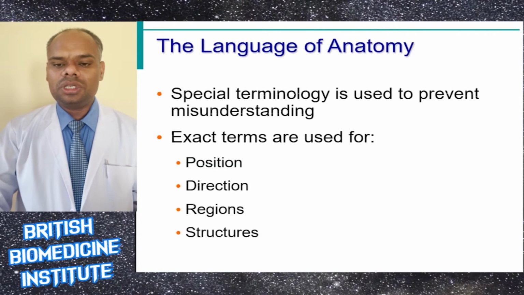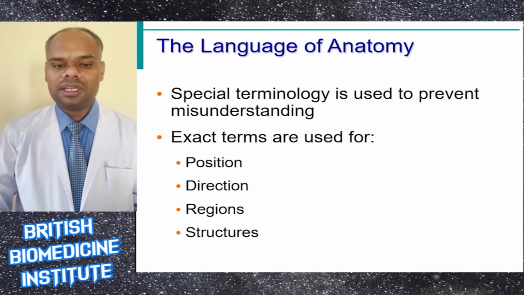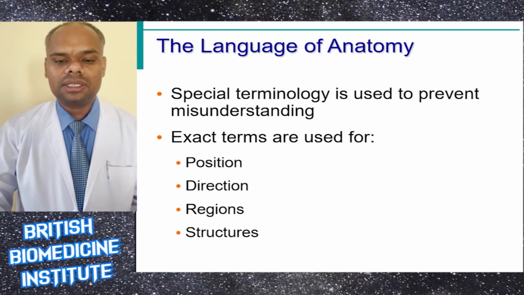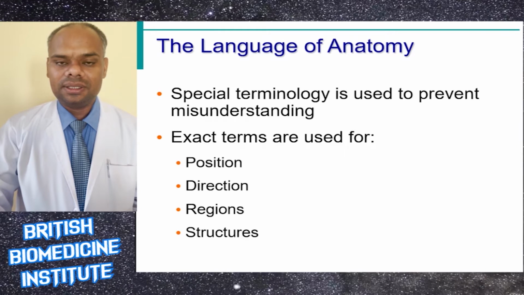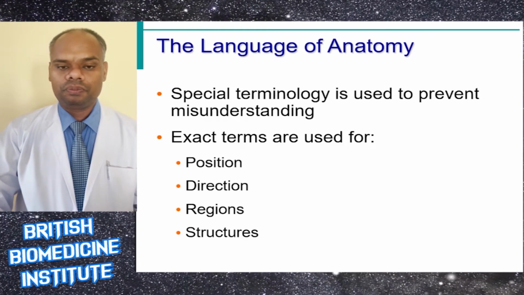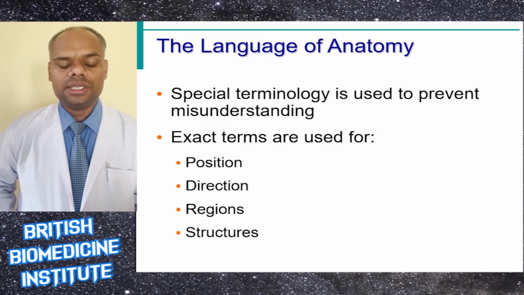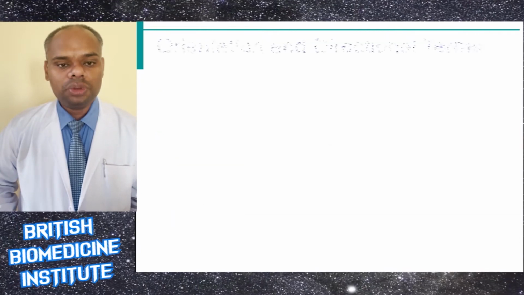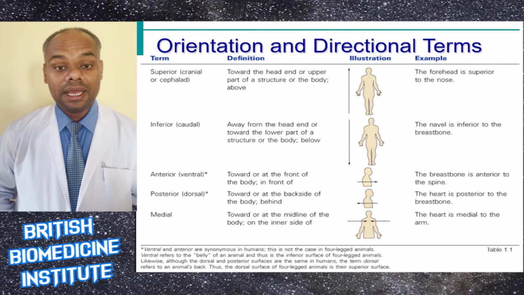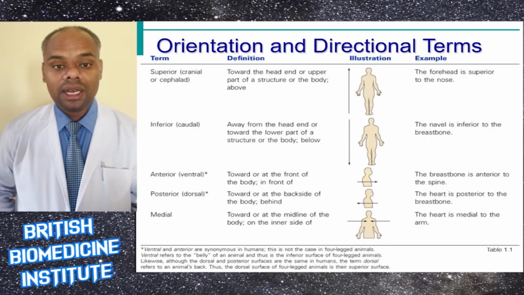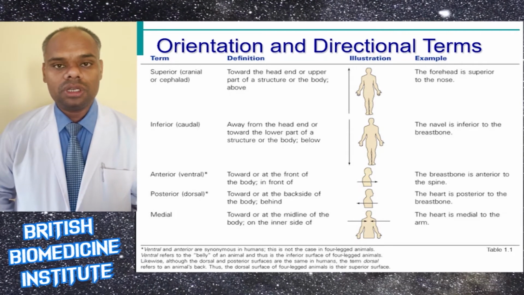Spatial terminology is used to prevent misunderstanding. Exact terms are used, like position, direction, region and structure. Now comes the orientation. If it is superior or cranial, then it is toward the head and the upper part of the structure of the body, and above.